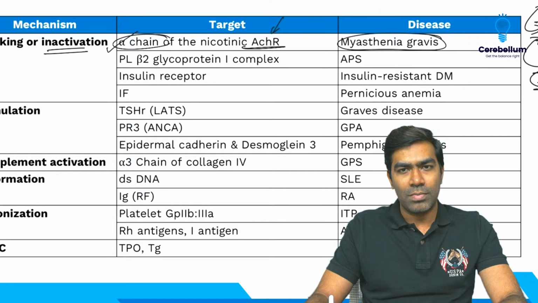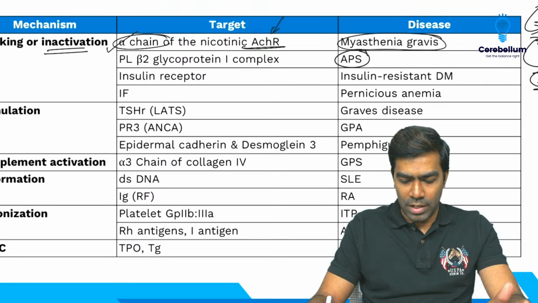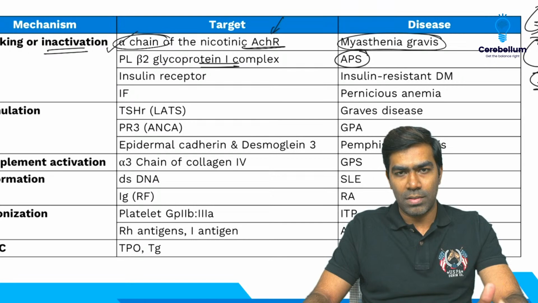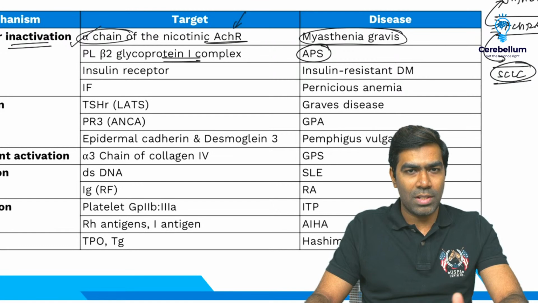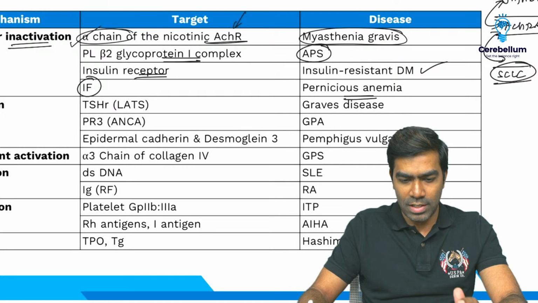Coming to antiphospholipid syndrome, you know that it's a paraneoplastic syndrome of small cell lung cancer. One of the paraneoplastic syndromes. The phospholipid and beta-2 glycoprotein 1 complex, that's fine. That is going to result in antiphospholipid syndrome. If the antibodies are targeted against the insulin receptor, it results in insulin-resistant diabetes mellitus. If the antibodies are targeted against intrinsic factor, it results in a disease called pernicious anemia. We all know that.